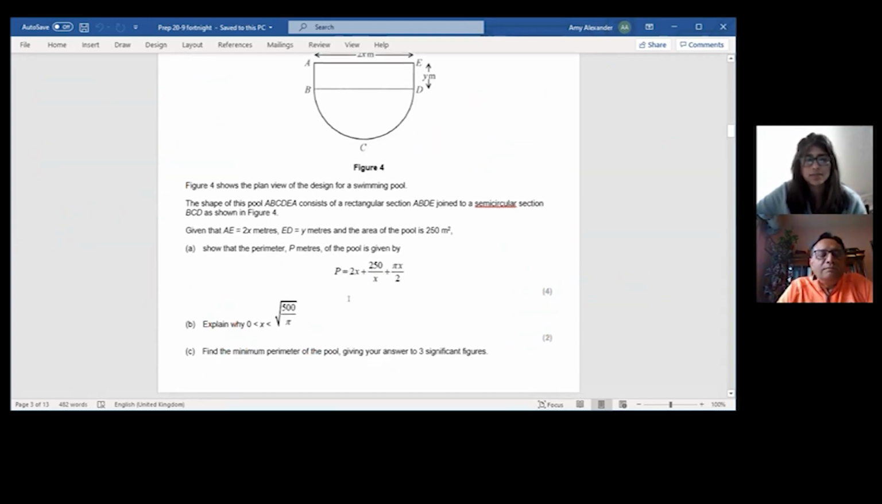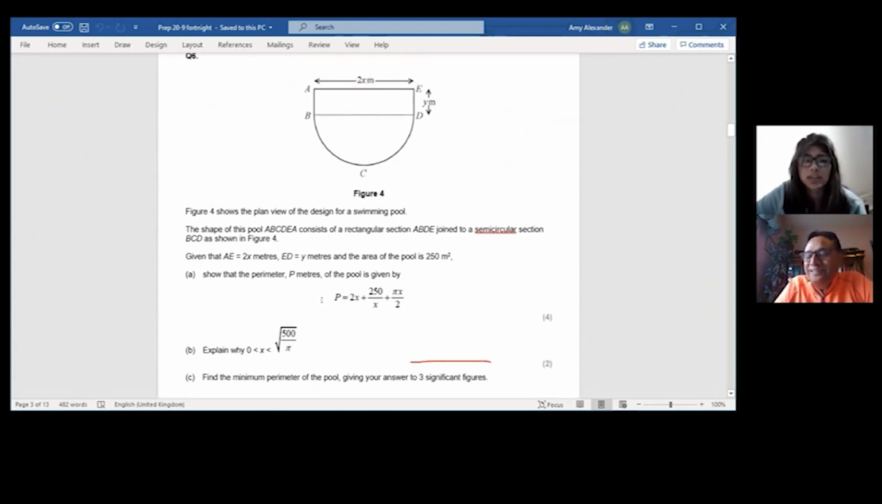Part C. Find the minimum perimeter of the pool, giving your answer to 3 significant figures. To find the minimum perimeter, what will you do? Derivative, like you can do calculus. Yes, you have to. So you'll differentiate with respect to x, correct? So dP over dx, figure this out.